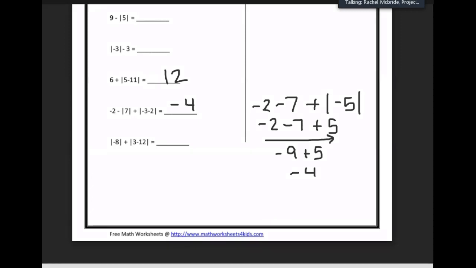Absolute value of negative 8 is 8. Absolute value of 3 minus 12 is negative 9. Then, absolute value of negative 9 is 9. 8 plus 9 is 17.